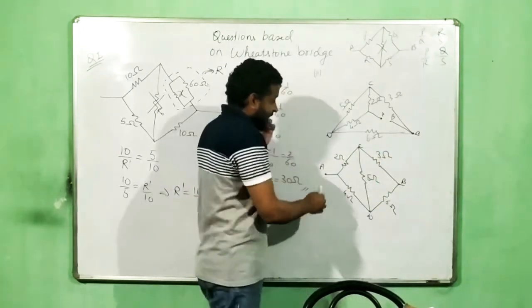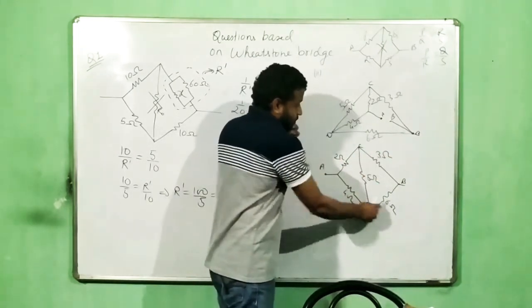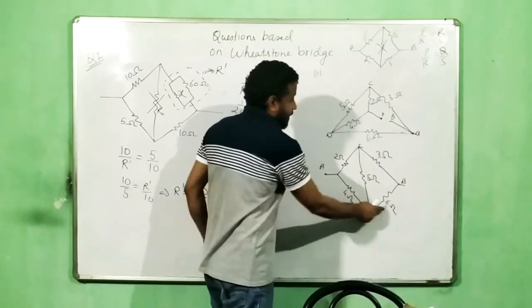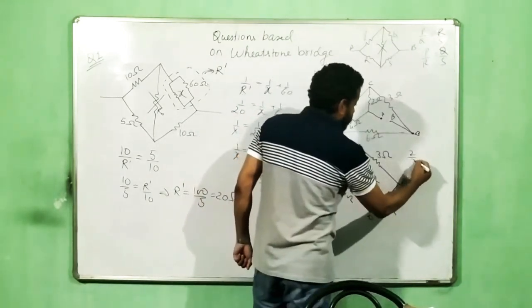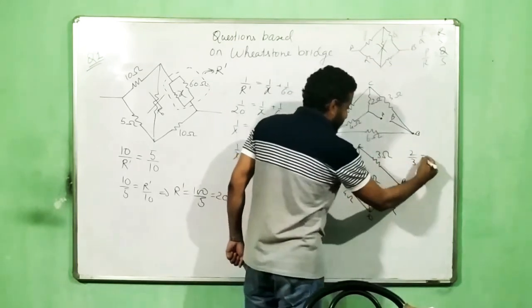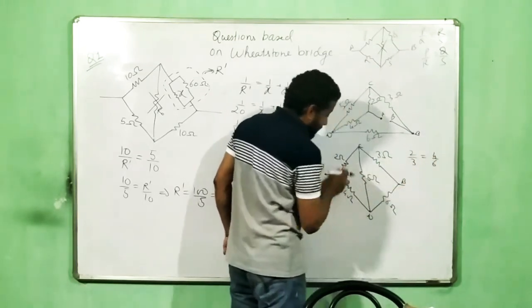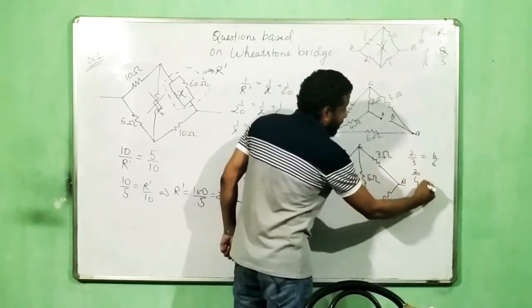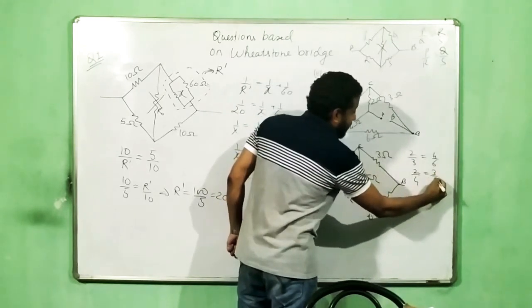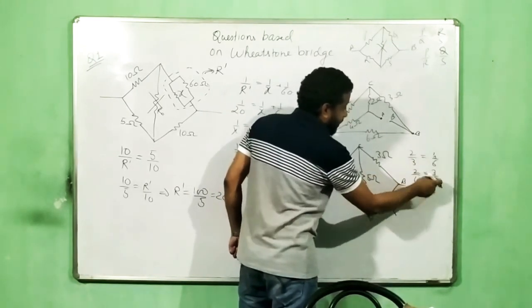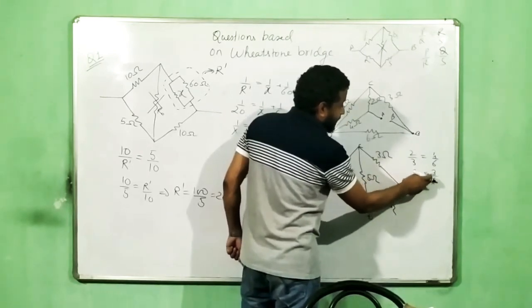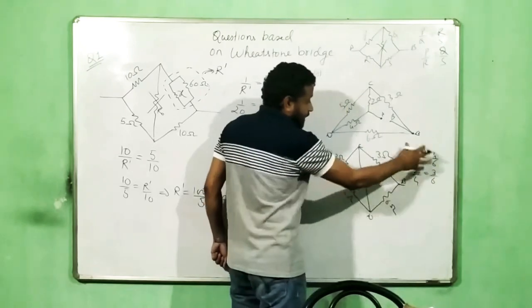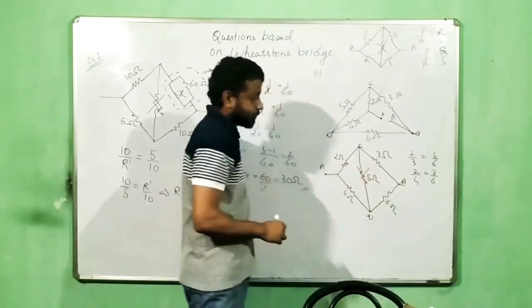Now you can see here 2 by 3 is equal to 4 by 6, because 4 by 6 also has a ratio of 2 by 3. So this by this equals this by this, or you can write the same thing as 2 by 4 is equal to 3 by 6. So the 2 by 4 ratio is 1 by 2, and 3 by 6 also has the ratio 1 by 2. So it is a wheatstone bridge, so this goes out.